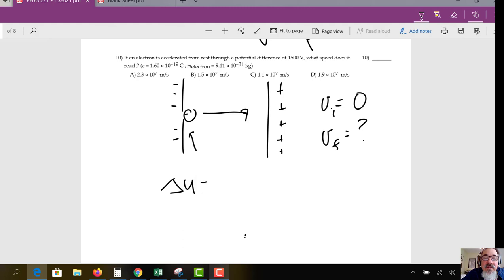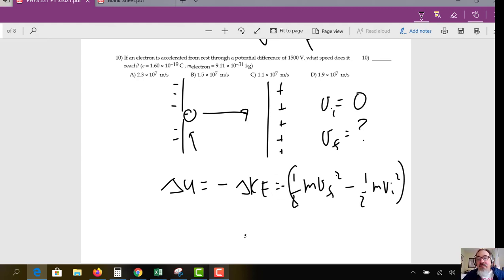So it has electrical potential energy, and we're turning that into kinetic energy. So delta U is equal to minus the change in kinetic energy. If I want to, I can write this as 1/2 m v final squared minus 1/2 m v initial squared. Don't forget about the minus sign, if you want to do it that way. We're going from one side to the next, and they say the potential difference is 1500 volts. So be careful with that.